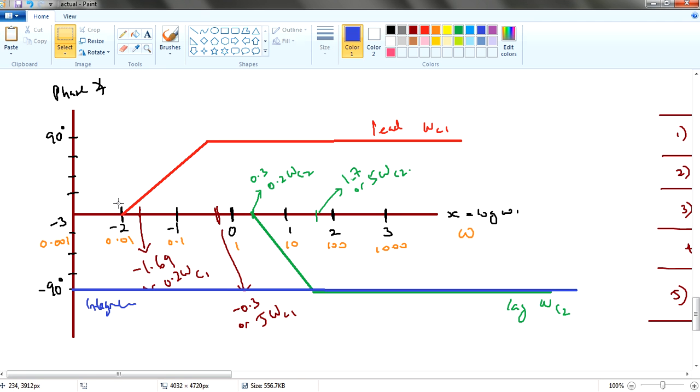At this point, the summation of this red line and this blue line, maybe I should draw a dotted line so that it's clearer. If I do that, 0 plus minus 90 degrees, you have a new line over here. So this is the actual Bode plot of this section, exactly at this line. And then this particular point is the next range already.